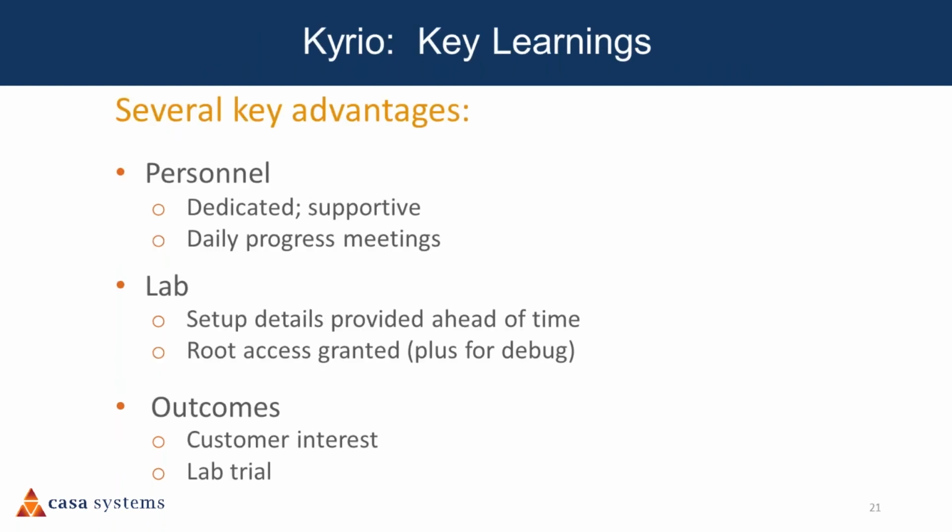So these are some of the things we learned in our working with Curio, and we really enjoyed working with the personnel. They were very dedicated, very supportive. We had daily progress meetings to see how the different demos, or how the POC, was going, trying to resolve issues and stuff like that. Things went pretty well. The lab setup, we had very good documentation about the lab ahead of time. We got root access to everything so we could easily debug things. And then out of it, we had a lot of customer interest. We even are going into a lab trial with a customer now. So, those turned out to be some of the good things we got out of working with Curio.